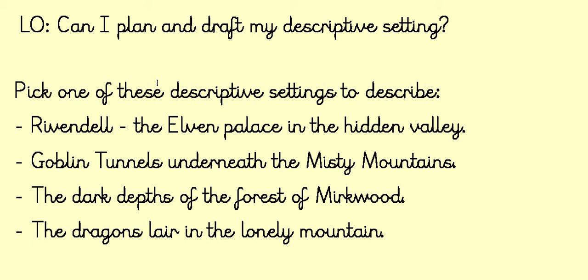Now for our plan today, we are going to pick one of these 4 descriptive settings below to write about. So your first task is you need to have a really good think and pick one of these descriptive settings to describe. So you could pick Rivendell, the Elven Palace in the Hidden Valley, and that's going to be a really positive, enchanting setting. It's going to be a nice place. Our characters are going to enjoy being there. You could pick the Goblin Tunnels underneath the Misty Mountains, and that is going to be the opposite. It's going to be a negative setting. Our characters are not going to enjoy being there at all.